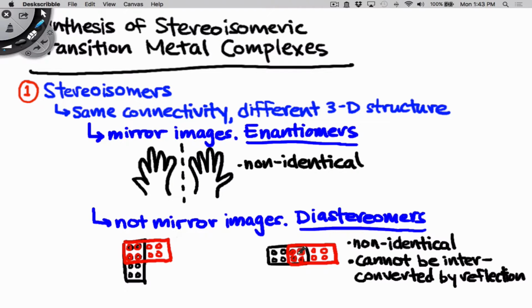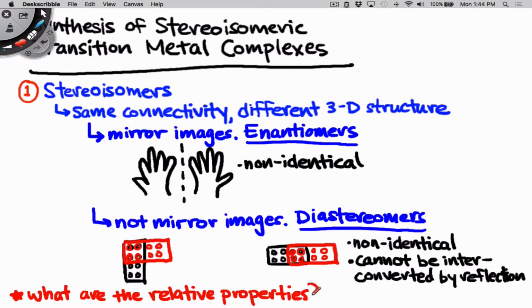And what I want you to think about at the end of the synthesis is not just what's my yield, but think about the relative properties of the two enantiomers. And separately, in the reaction that synthesizes diastereomers, what are the relative properties of the pair of diastereomers? What do I mean by relative properties? Well, I want you to think about and observe in the products whether some of the following properties are the same or not the same.